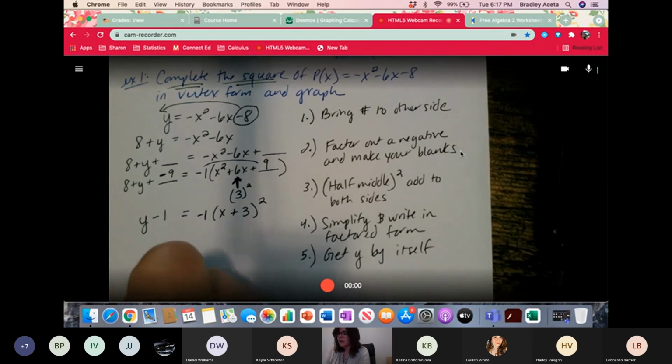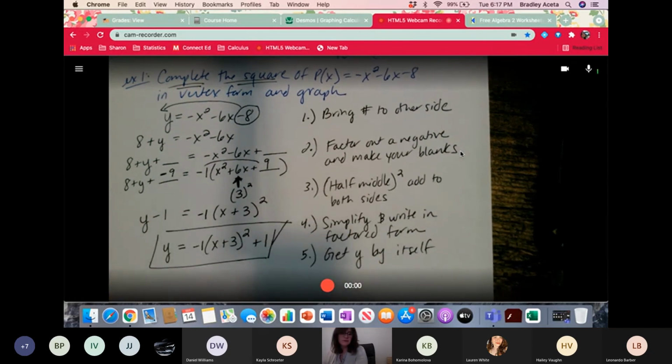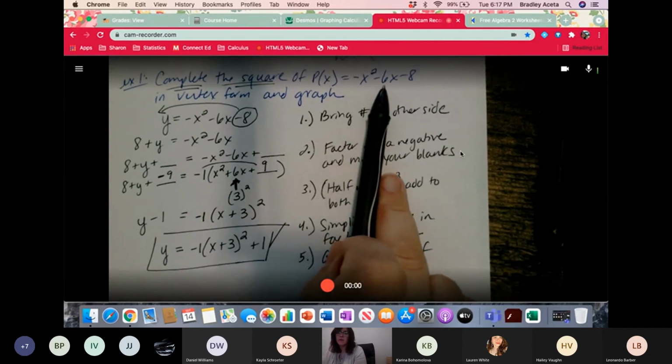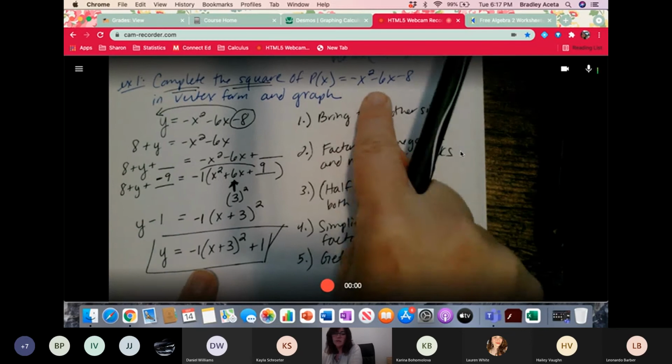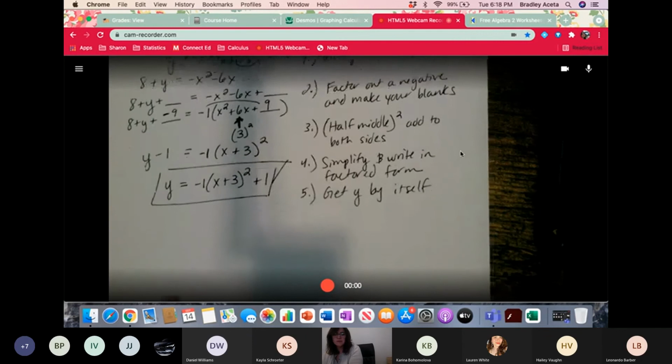So I would have y equals -1 times (x plus 3) squared, and I'm just going to bring that 1 back over here, plus 1, and that is the vertex form of -x squared minus 6x minus 8. If you were to graph both of these right now, they'd be the same exact equation. Now, how can we graph this?